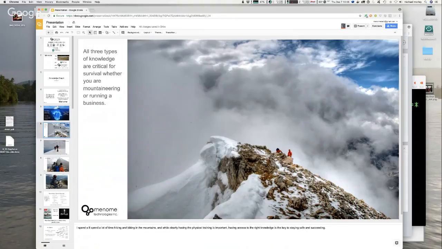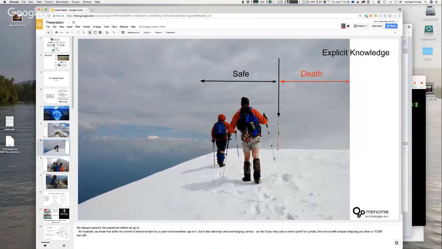And obviously having the physical training is important in being able to mountaineer, but equally as important is you need to have access to the three kinds of knowledge to be able to be safe and to succeed in these sorts of expeditions. So when we were summiting Mount Temple, it is pretty important to know the fact that when you're going up to the top of this mountain, it's high enough that there's a permanent ice cap on the top of it.